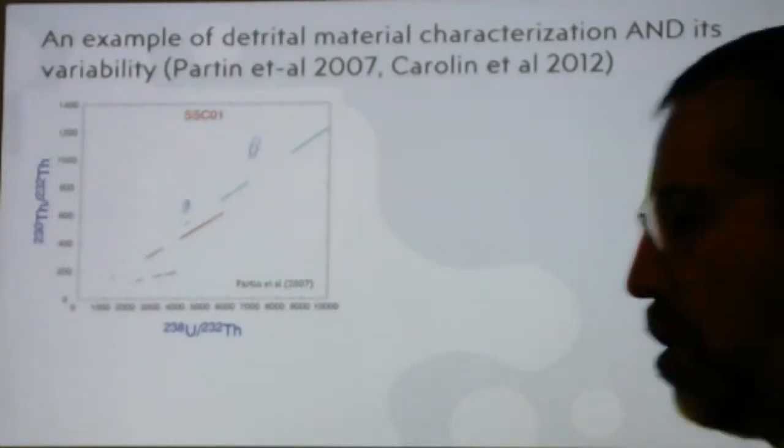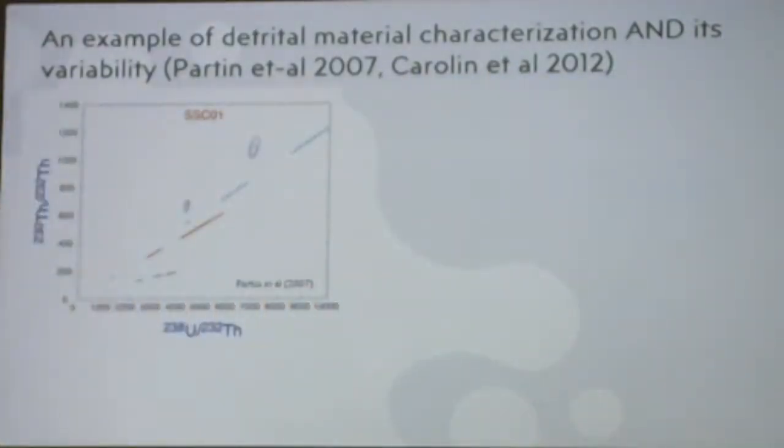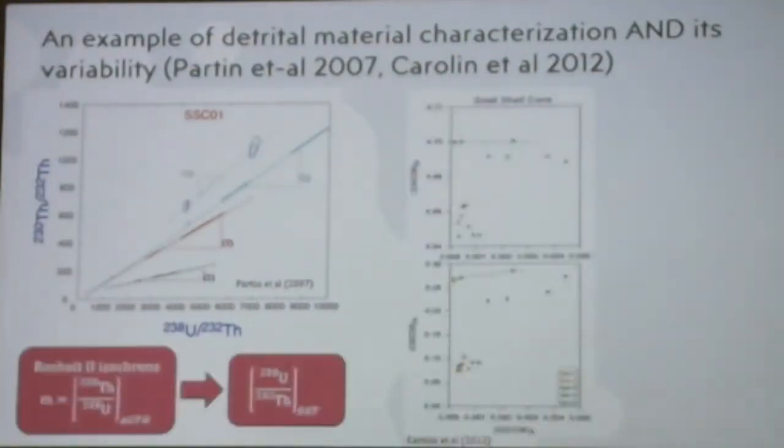I'm not going to go into the details, but that's one of the things that has to be done. So they calculated from the slopes here different compositions for the detrital material. And in Carolin 2012, and I'm comparing this because they are from the same cave, they are doing exactly the same thing but using Osmond isochrons.